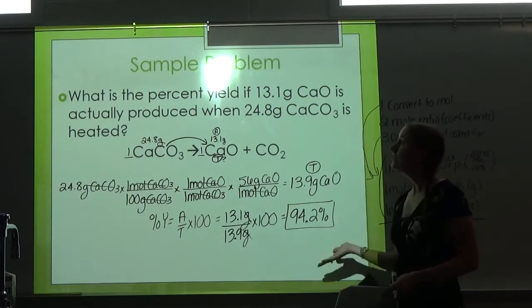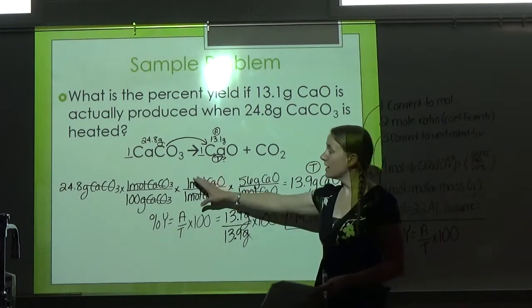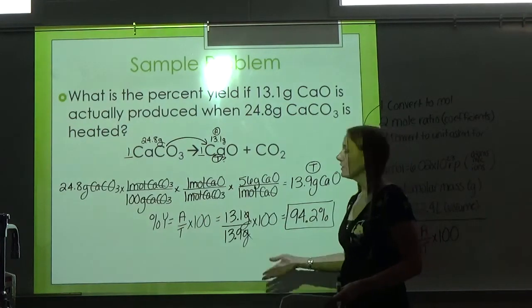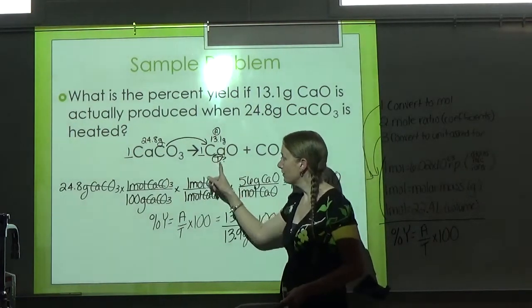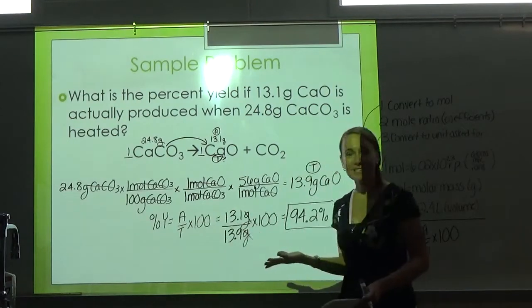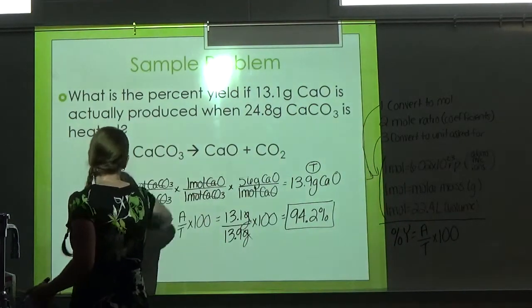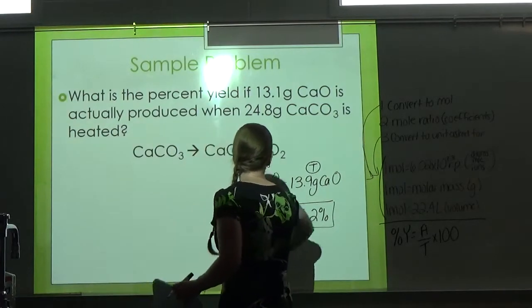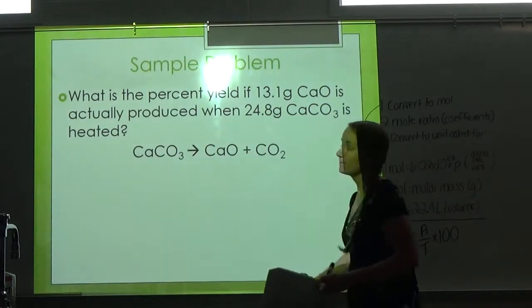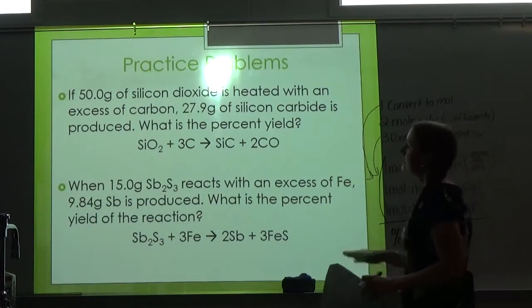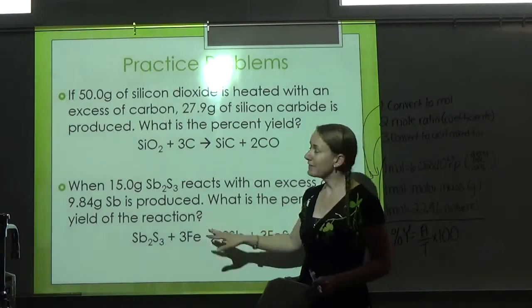All right, so really the only new part, because we've done the 3-step stoichiometry problem a bunch at this point, is having the actual, figuring out the theoretical, and then plugging into the formula. All right, so let's look at a couple more. Okay, so let's look at this one together, and then maybe you can try this bottom one.